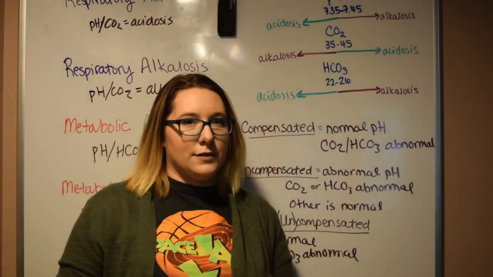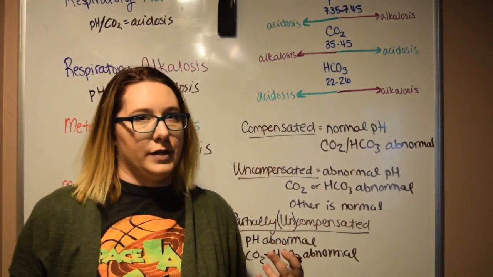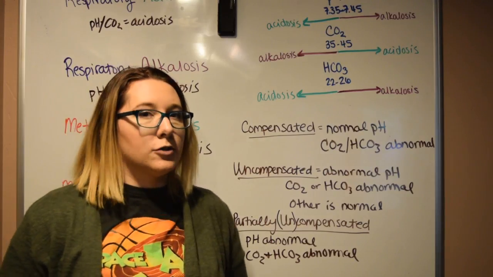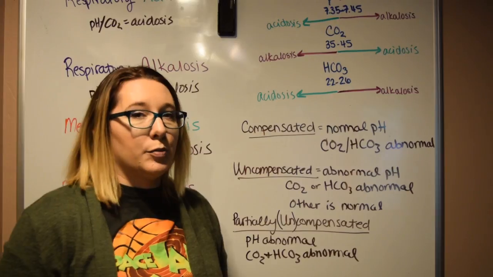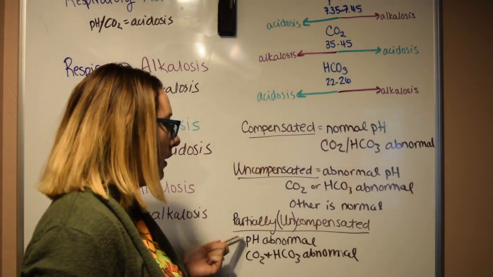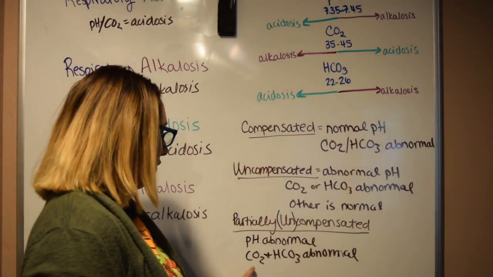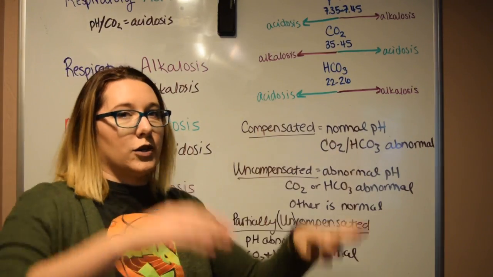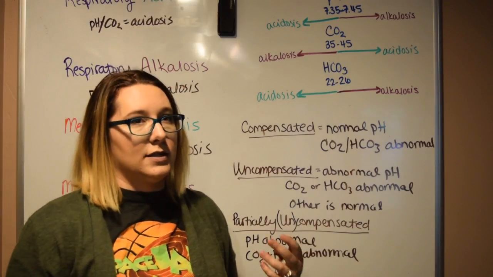Okay, so I realized after recording part of this that you couldn't see this partially uncompensated, so I'm going to explain it again. Okay, so partially uncompensated or partially compensated, whichever way they want to put it, basically it means that the problem is still going on. Your pH is abnormal, so it's not fixed the problem yet, but it's really trying. So your CO2 and your bicarb are going to be abnormal because one of them is trying to correct the other one, so they're both in flux right now, but your pH still hasn't been fixed.